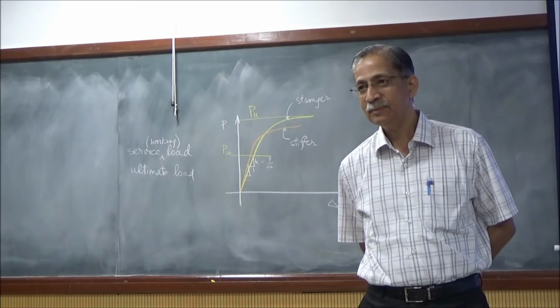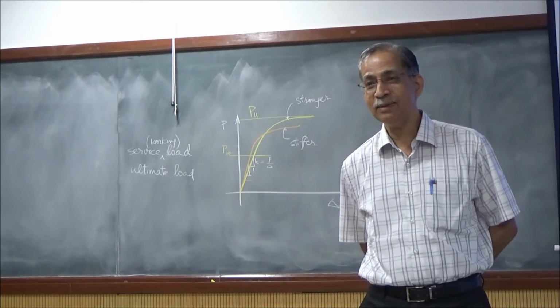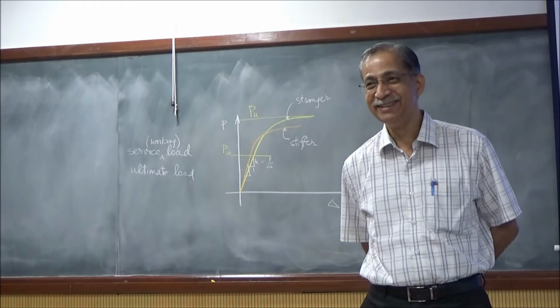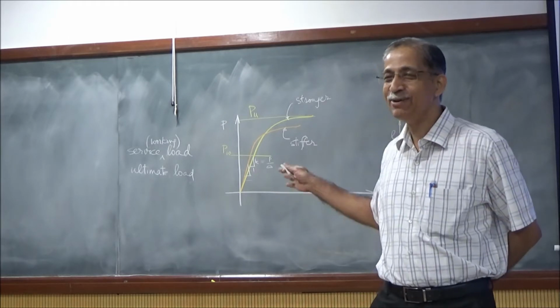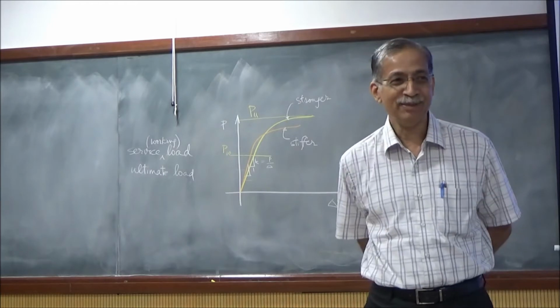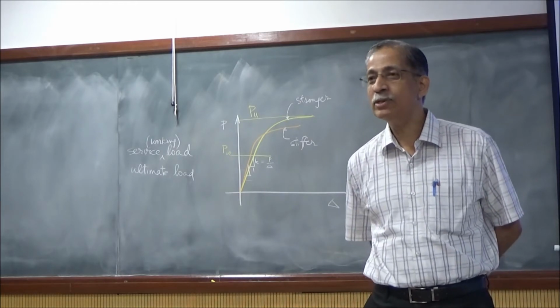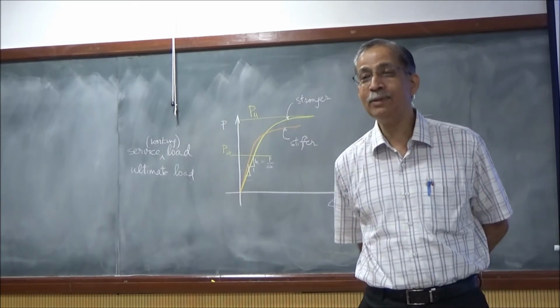From strain compatibility. Now you're getting into trouble. From the expression of delta, that is PL upon AE. I know everybody knows this formula in a truss element. That's a formula. How did you get it? Very relative answer.